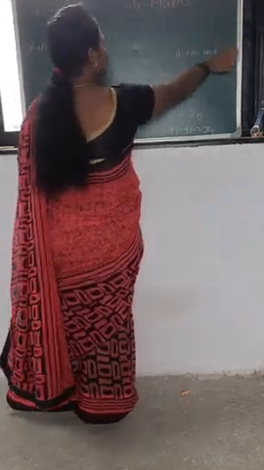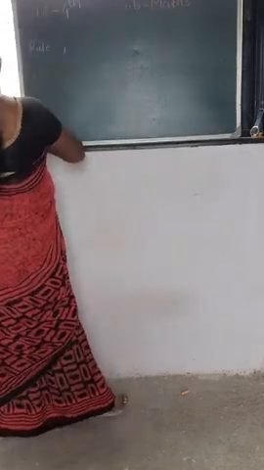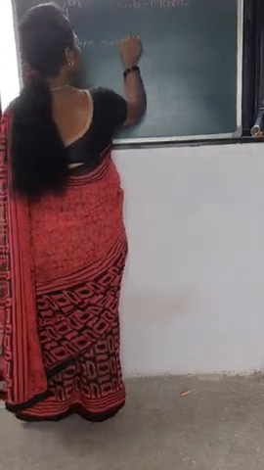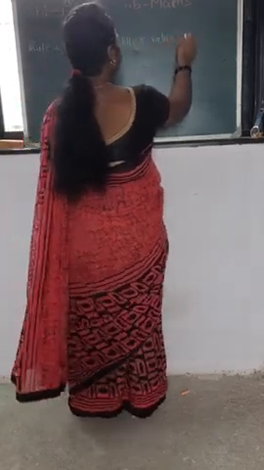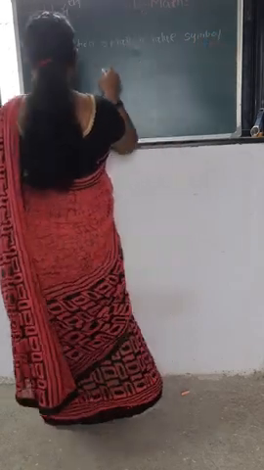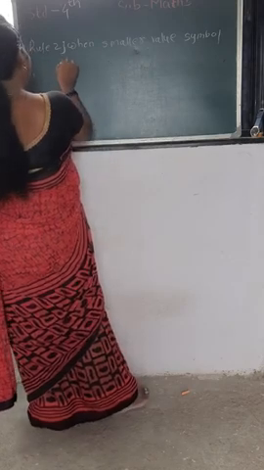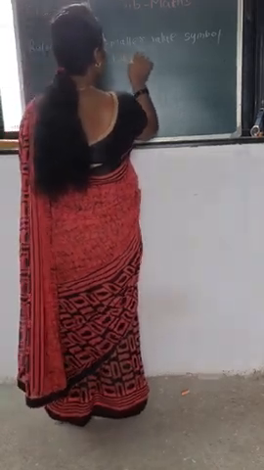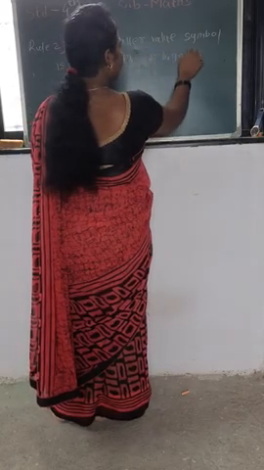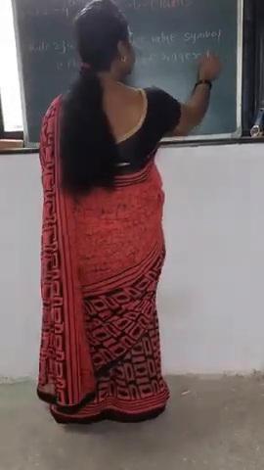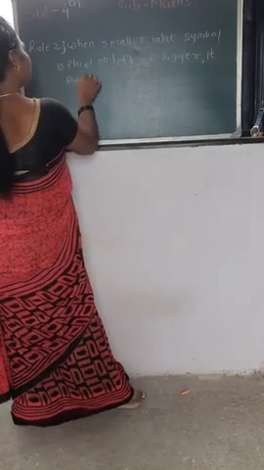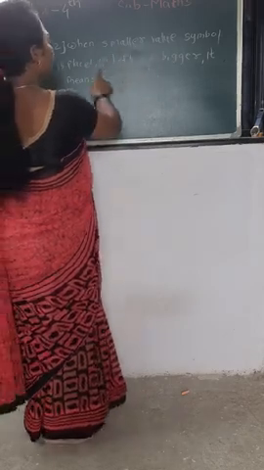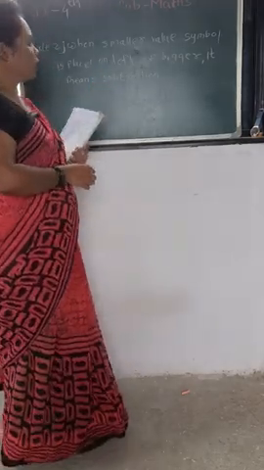Then the second rule is: when a smaller value symbol is placed on the left of a bigger value symbol, it means subtraction.